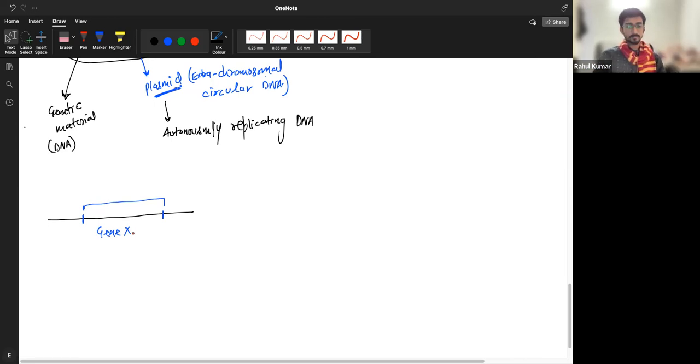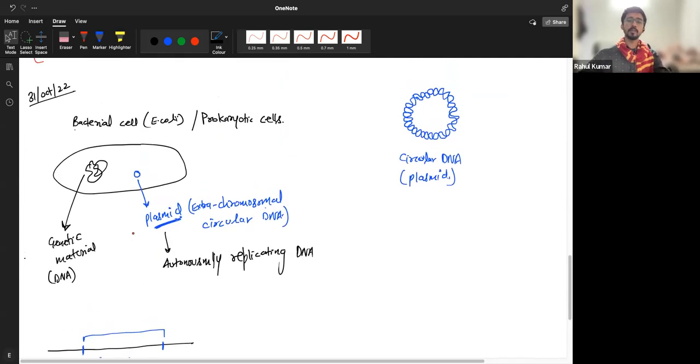Now the question is, there are two ways to do this. Before we knew plasmid, there was only one way. If you don't know about plasmid, then there is only one way. What is that one way? Bacteria divides very fast, right? So if I naturally want to clone a gene, how can you clone a gene?